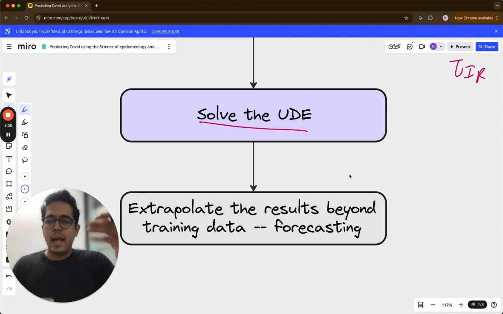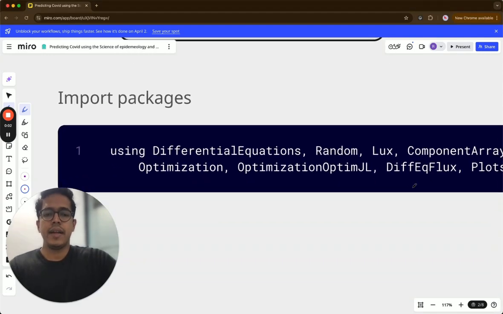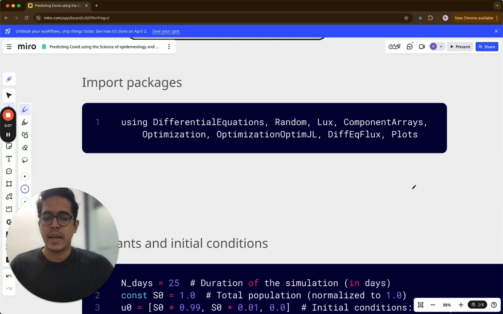But just before that, I'll give you a walkthrough of the code block by block, explaining every single line of the code so that you know what we are doing. So the first thing that we do is we import the required packages in Julia. I'll be running Julia in Jupyter Lab, in Jupyter Notebook. So I'll be using DifferentialEquations.jl, Random.jl, Lux for the neural network, and Plots.jl for plotting, and a few more packages which you will see where we are using.